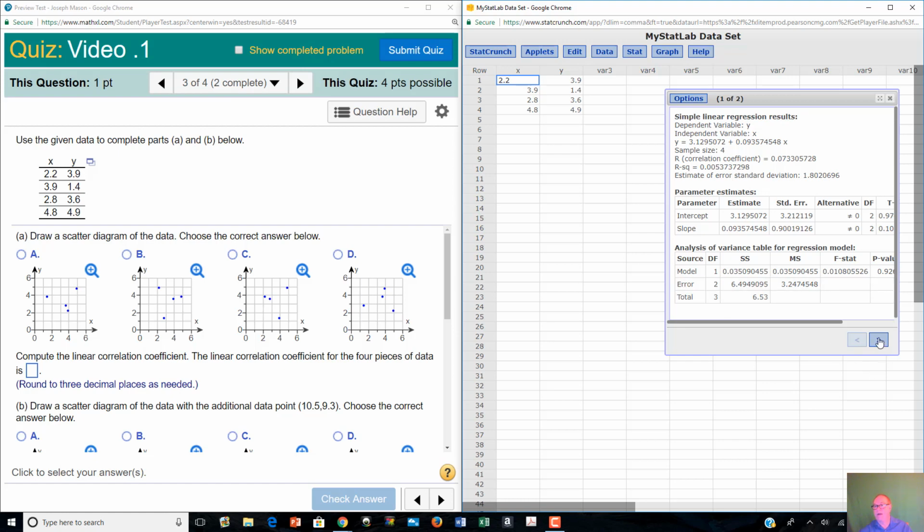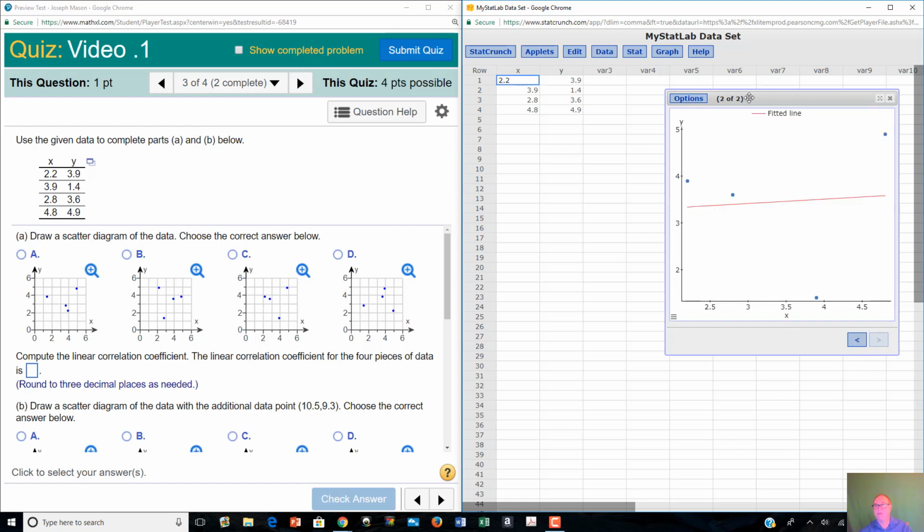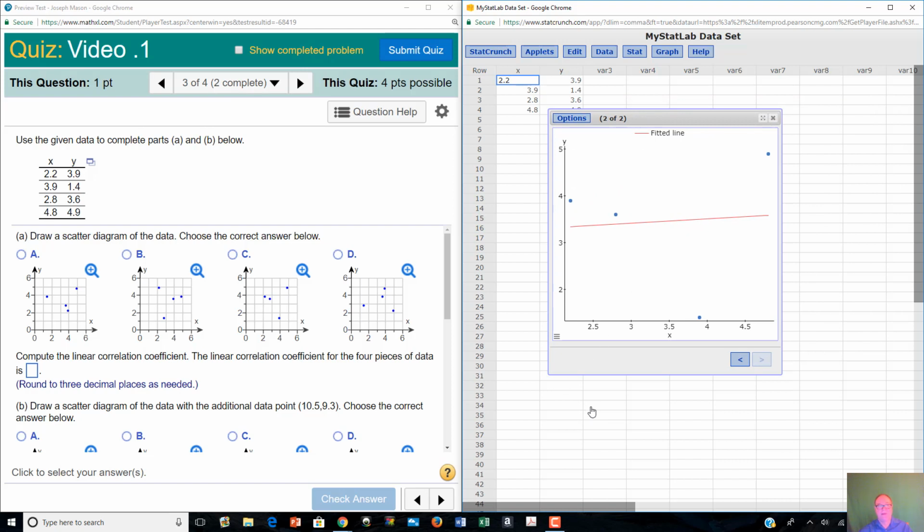Click the arrow at the bottom to get my scatter plot. So this is what my scatter plot looks like. So which one of these is it? Well, I can't really tell looking at them. So this is going to be one where the numbers are small enough, so I'm going to look at the chart.